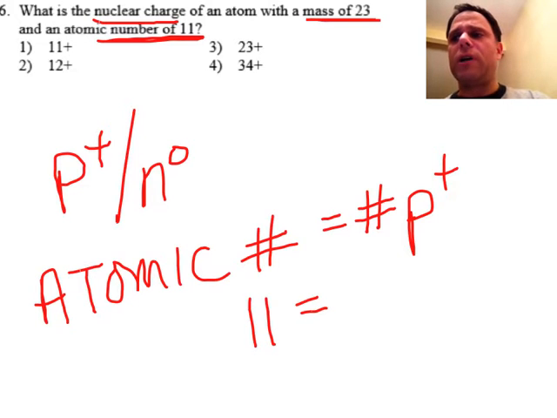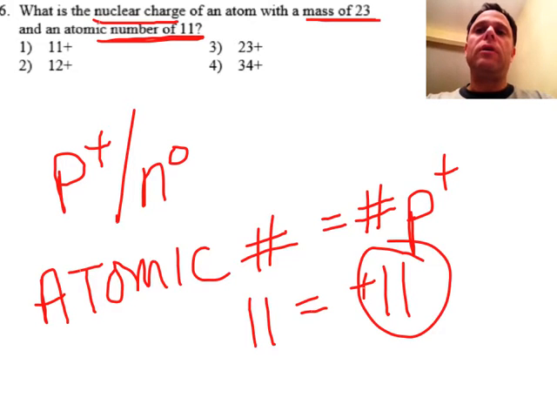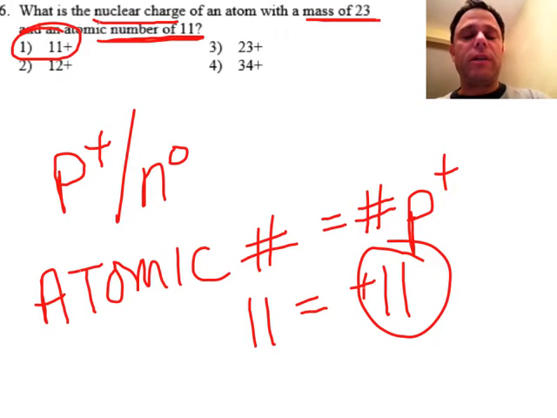So 11 protons, 1, 2, 3, 4, 5, 6, 7, 8, 9, 10, 11, each with a plus 1. You do have a plus 11 charge. Well, 11 plus, the answer is 1.